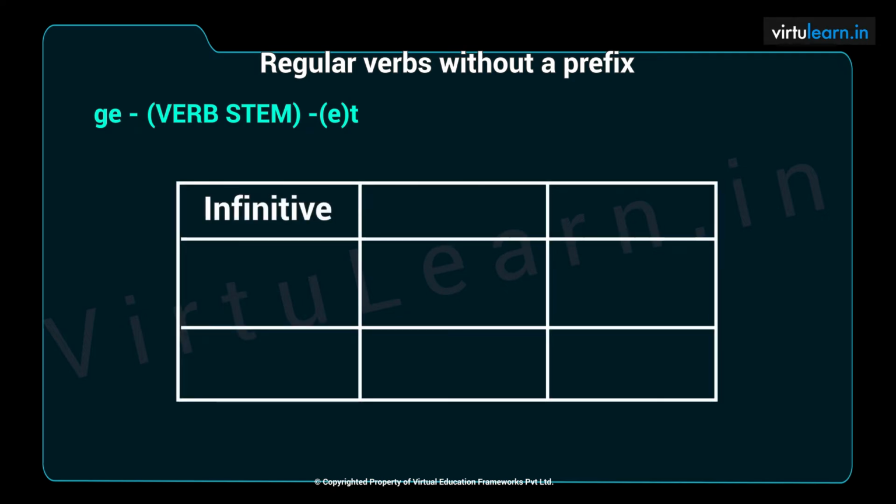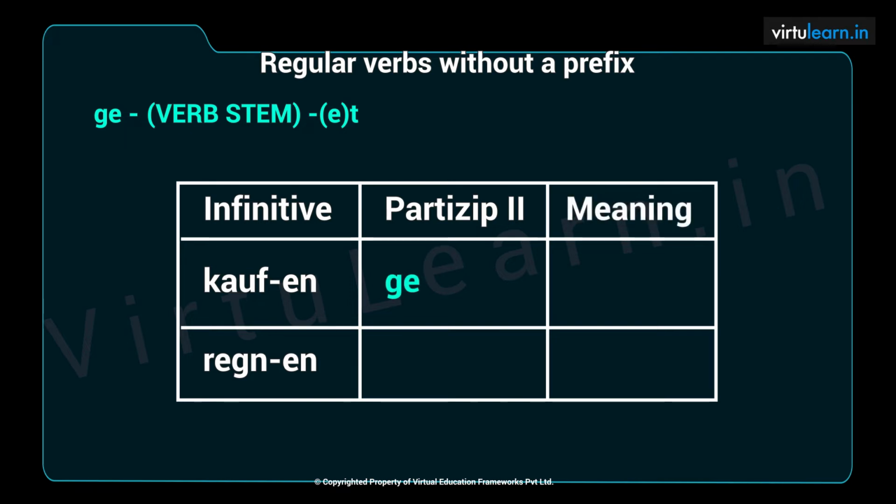The infinitive verb kaufen. Kaufen in its infinitive form. Remove the en ending and the stem is kauf. So in the participle, or the perfect, give a prefix ge, add the stem of the verb kauf and add the ending t. Together it becomes gekauft.